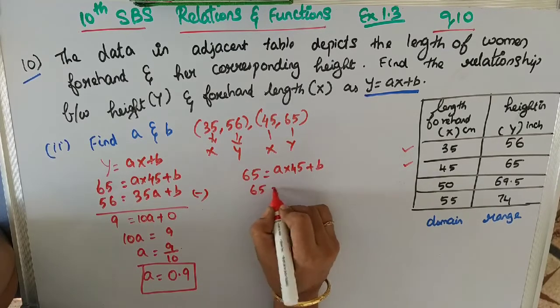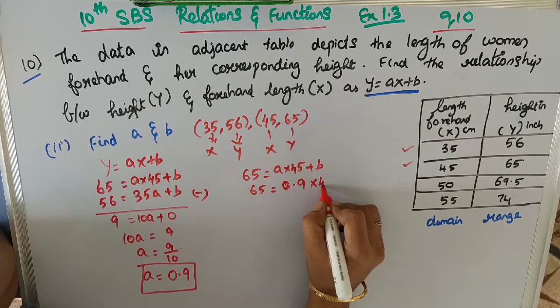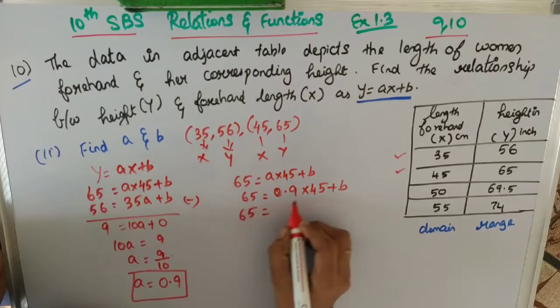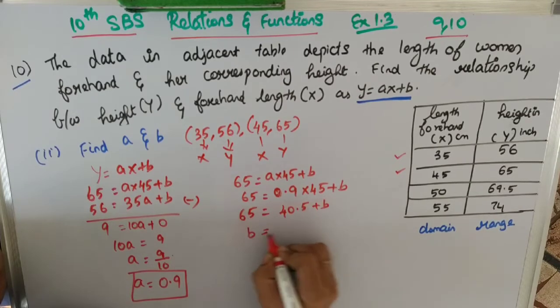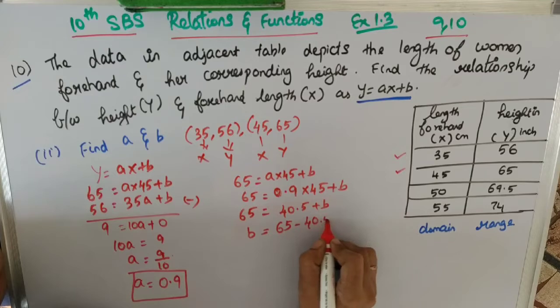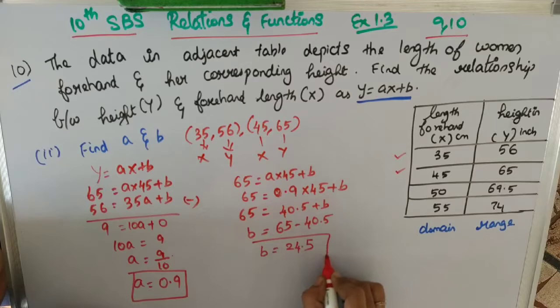So I am taking the first equation, 65 is equal to 45a plus b. In the place of a, I am writing 0.9. So we got 65 is equal to 0.9 into 45 is 40.5 plus b. So b is equal to 65 minus 40.5 because the 40.5 goes to the other side. So finally on subtracting we got b is equal to 24.5.